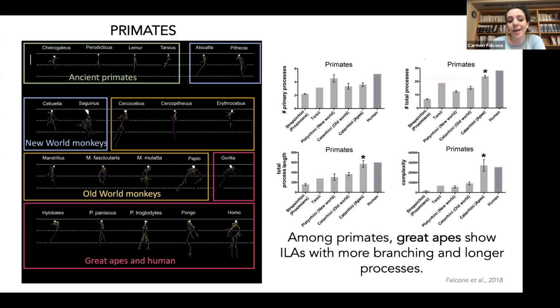And we didn't find any difference really between great apes and human. We also have only one species from human, so it's also difficult to tell, but we couldn't find any appreciable difference in morphology.